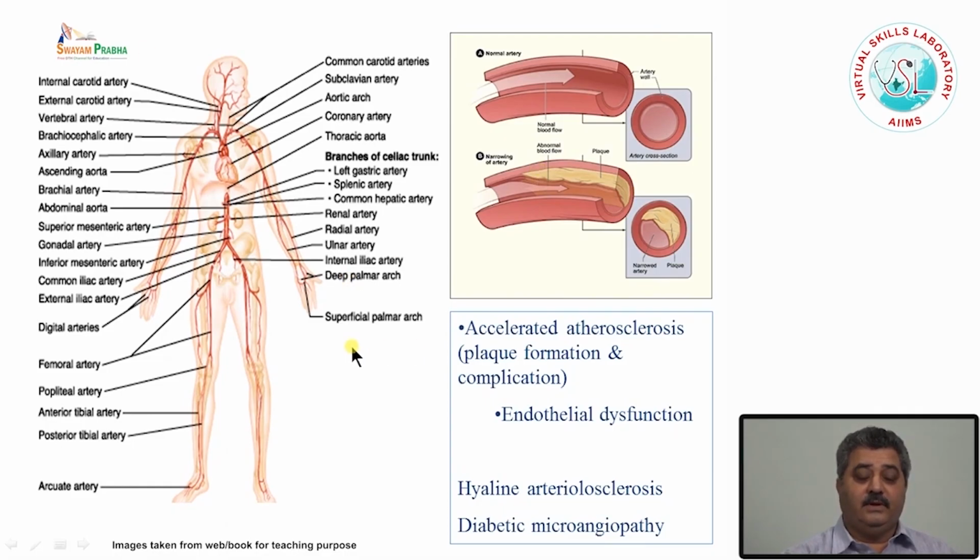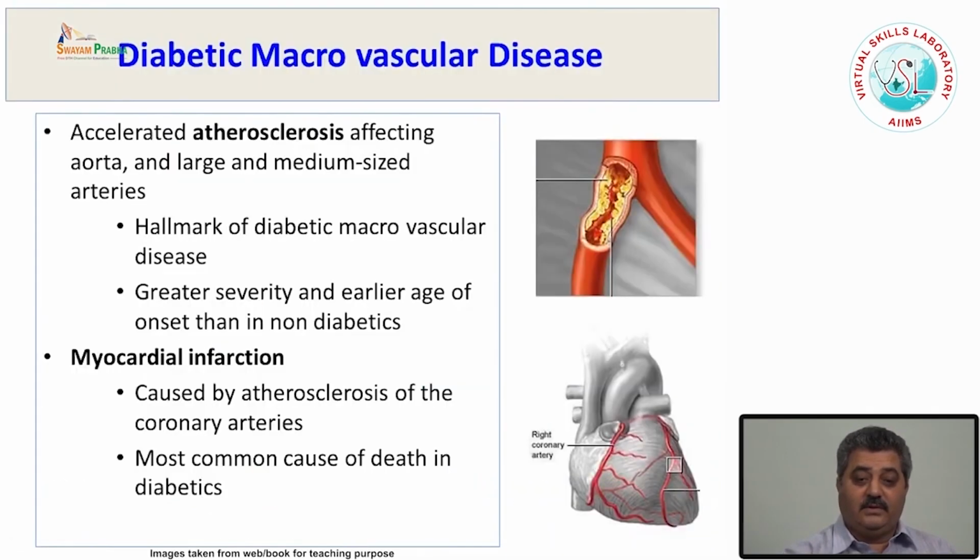diabetes patients, are associated with dyslipidemia. So, along with the dyslipidemia, these chances of atherosclerosis are more, which is further complicated by hypertension. Diabetic patients are more prone to hypertension also. So, all these factors lead to damage of the endothelial cells, which causes atherosclerosis. The other is hyaline arteriosclerosis and the diabetic microangiopathies.